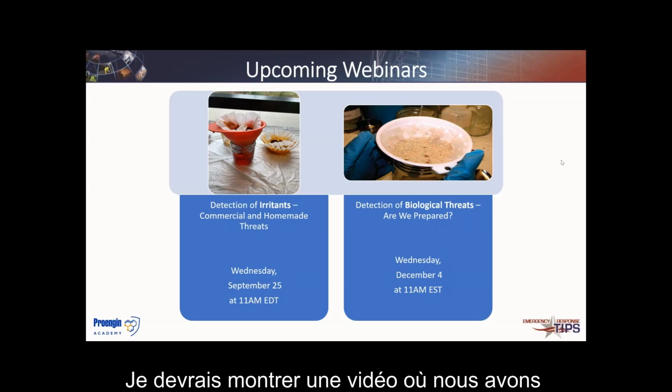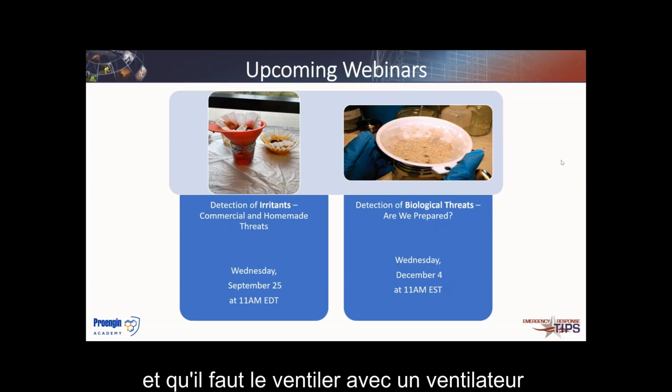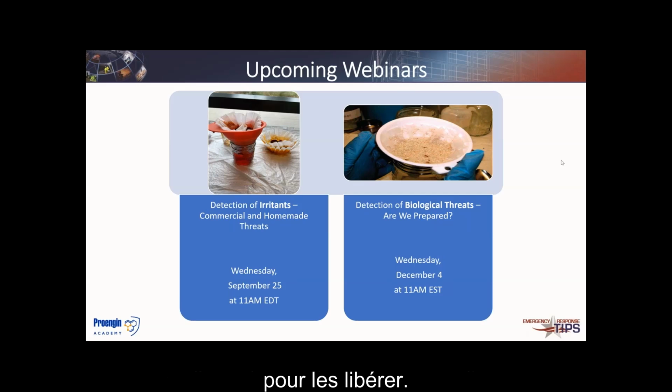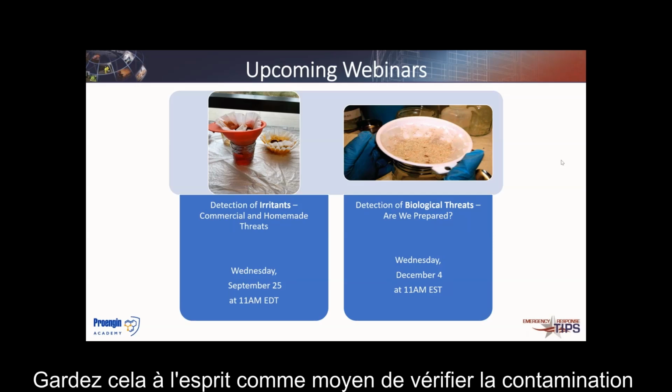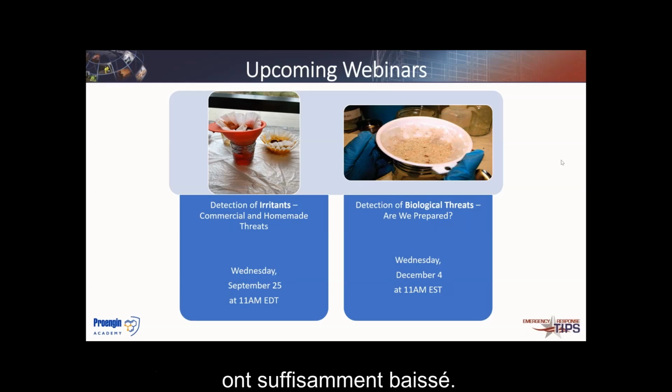I should have put that video in where we did that, to show that we were able to measure it continuously. It was really SO2 that we were using to show that it does get into the gear and the gear holds it really well. Then you've got to ventilate it with a fan or something of that nature, and it releases it just as nicely. So keep in mind that it's a good way, post contamination, to say what the levels are, and then post decon to say, have we gotten it down low enough?